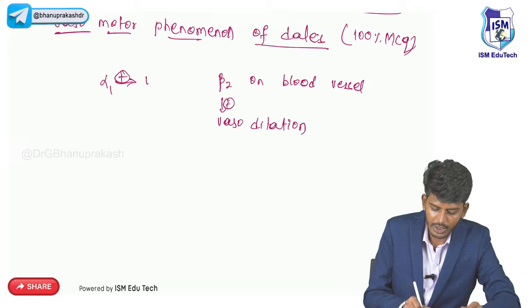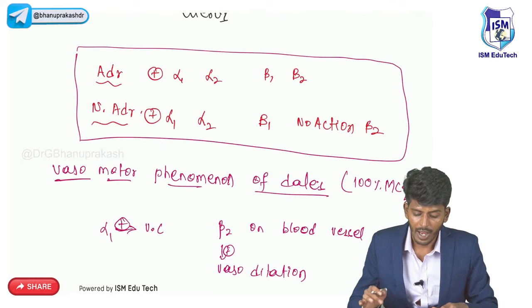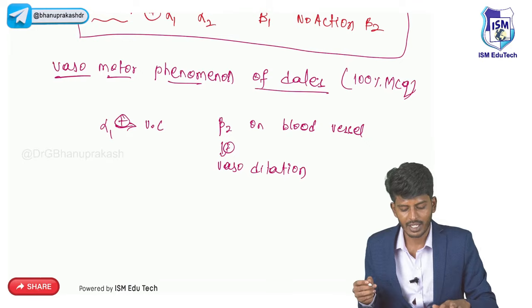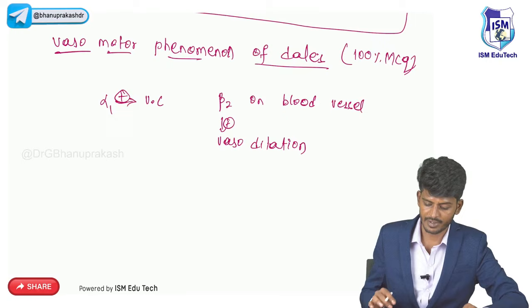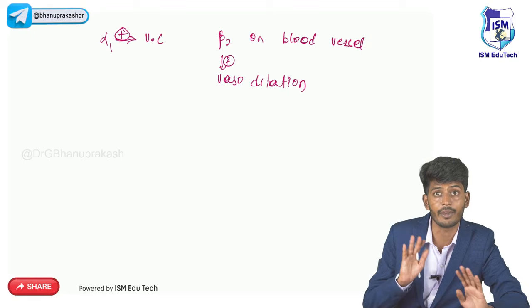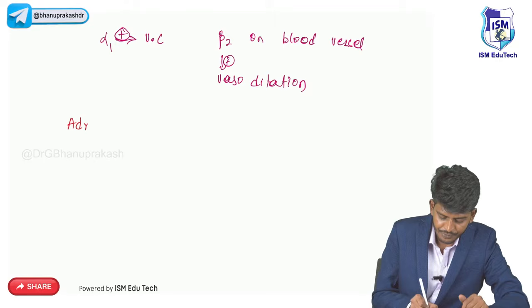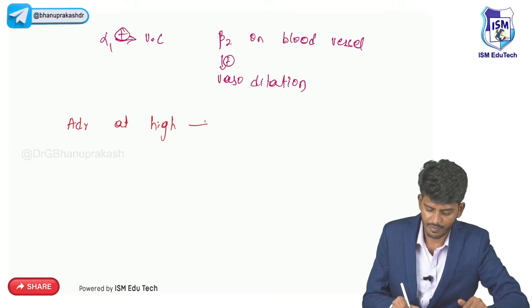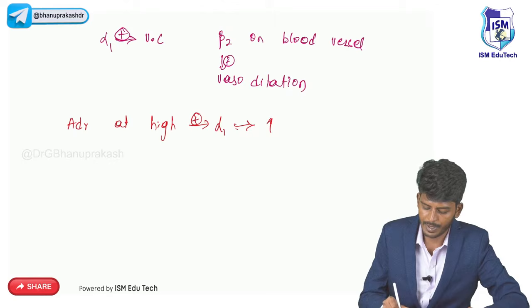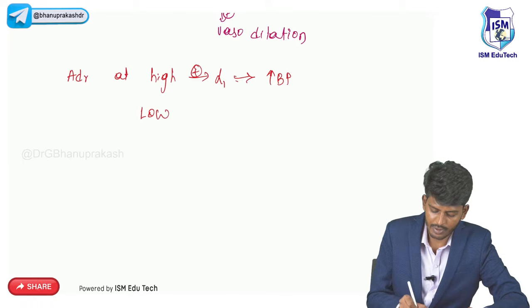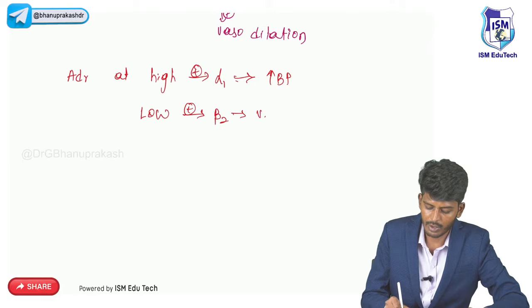Now, there is contradictory information. Why, sir? Look here. Adrenaline will stimulate alpha 1 also and beta 2 also. So, one is increasing the BP, one is decreasing the BP. This complication was explained by the scientist Dale. He gave us one clear-cut explanation. This occurs exclusively on the blood vessels. In the blood vessel, adrenaline at a high concentration will activate alpha 1 receptor, leading to increase of the BP. Adrenaline at a low concentration will stimulate beta 2 receptor, which will cause vasodilation, leading to decrease of the blood pressure.